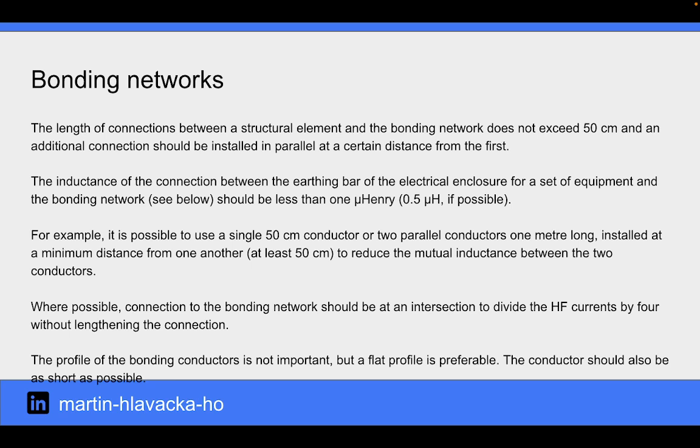Where possible, the connection to the bonding network should be at an intersection to divide the high frequency currents by 4 without lengthening the connection. The profile of the bonding conductors is not important, but a flat profile is preferable. The conductor should also be as short as possible.